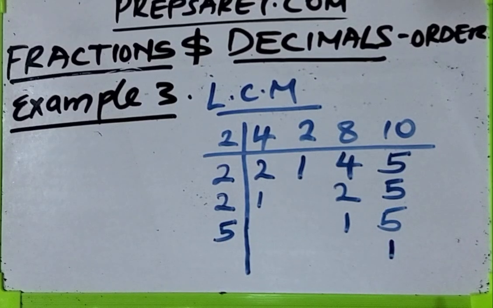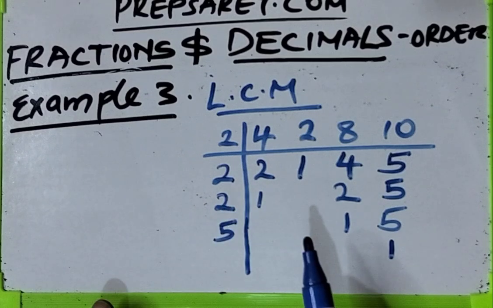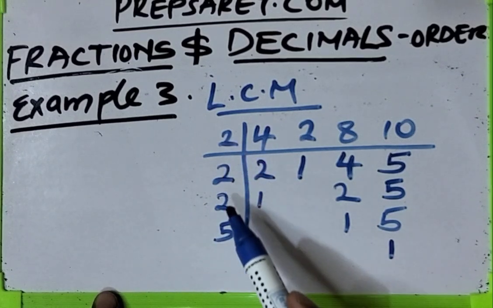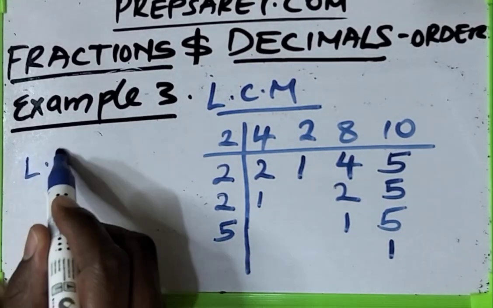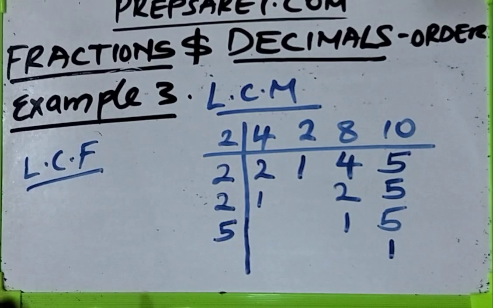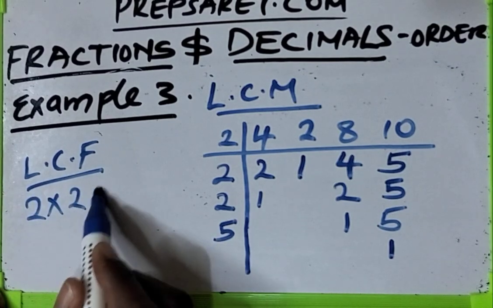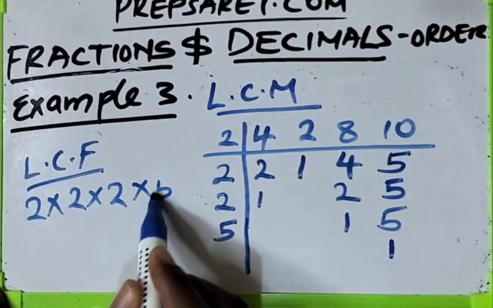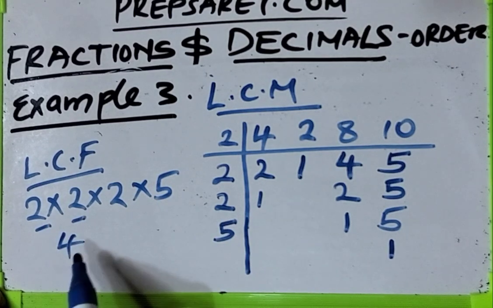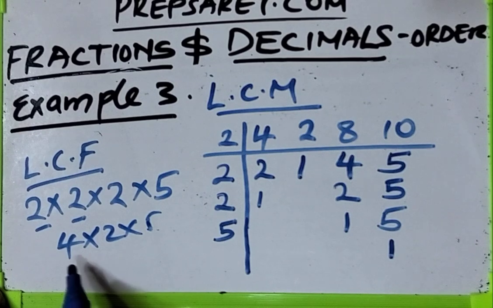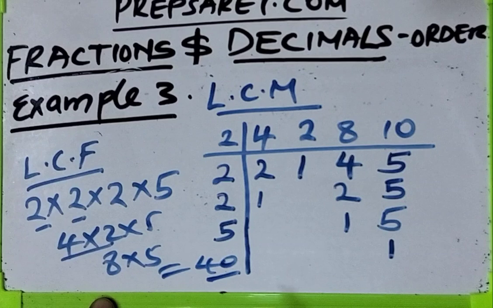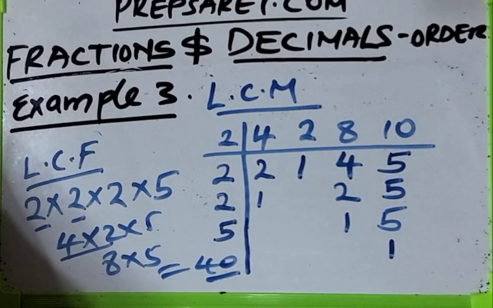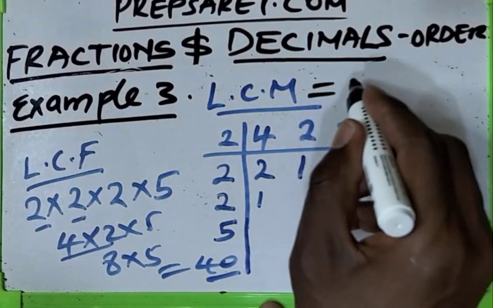So we are dealing with all the values so that by the end, we multiply these 2 times 2 times 2 times 5 to get the LCM. So the LCM, least common multiple, is going to be 2 times 2 times 2 times 5. 2 times 2 is 4. 4 times 2 is 8. Times 5 is 40. So our LCM is 40.